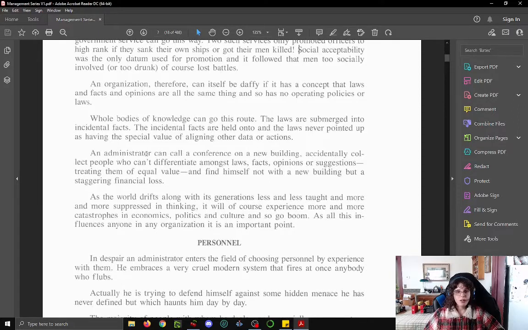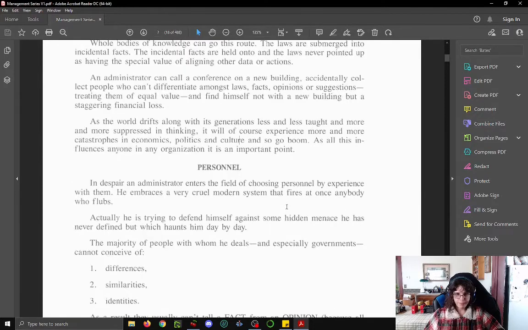It's pretty obvious when you want to have a new building, you say, we want to have a new building. As the world drifts along with its generations less and less taught and more suppressed in thinking, you're suppressing a lot of people's thinking. That's why they haven't left. It will, of course, experience more and more catastrophes in economics, politics, and culture, and so go boom. As all this influences anyone in any organization, it's an important point.